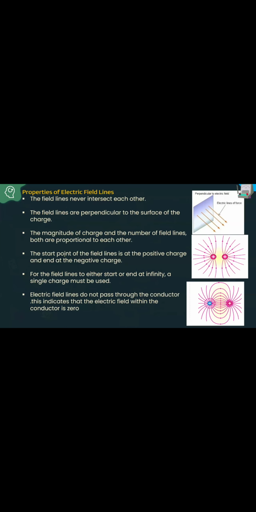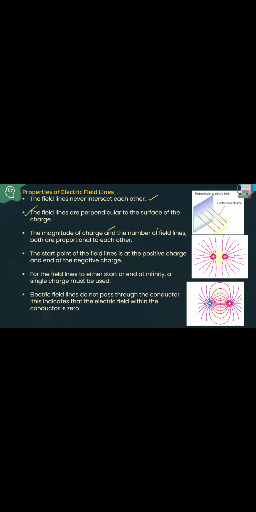What are the properties of electric field lines? This is the basic concept that you studied even in physics. The field lines never intersect each other. If you take any electric field lines, these field lines never intersect. The electric field lines are perpendicular to the surface of the charge. Always these are perpendicular to the surface.